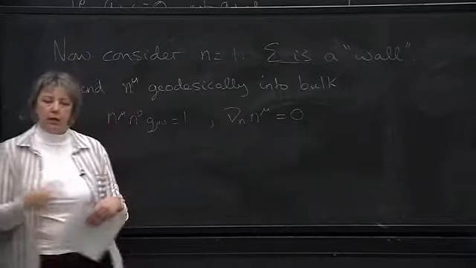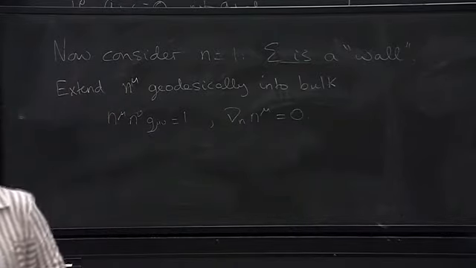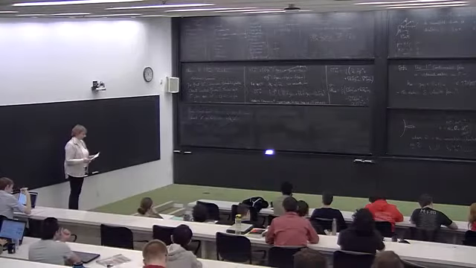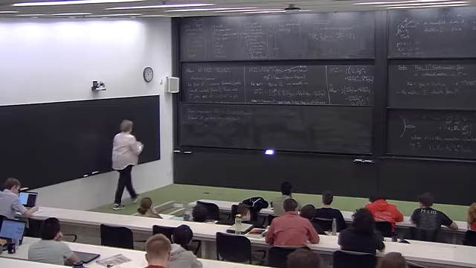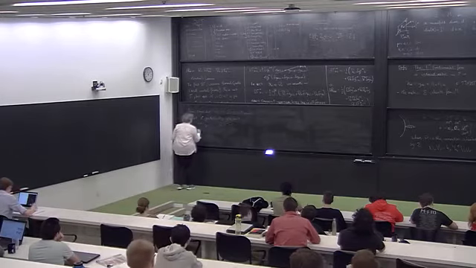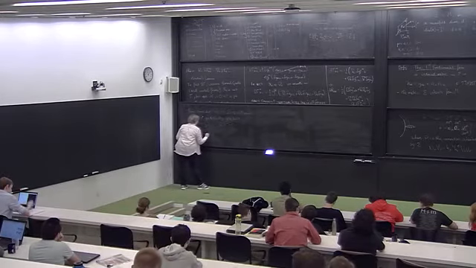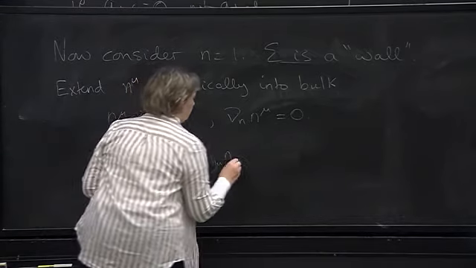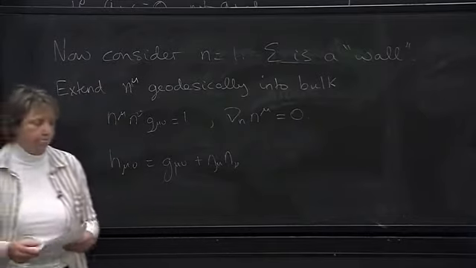So this is my assumption, my supposition about the normal. It's unit, and it extends geodesically into the bulk. And of course, my first fundamental form is just G plus NN.